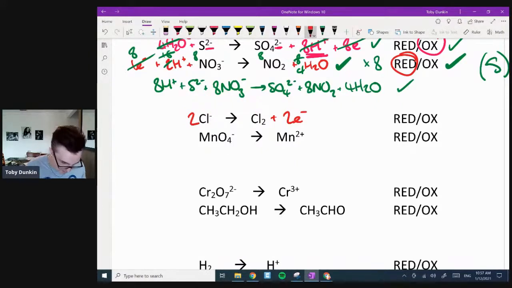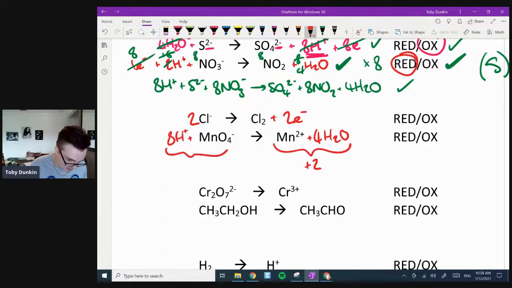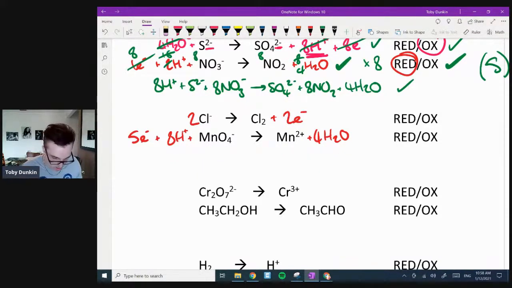Next one. Metal, 1 and 1. Water, H2O, but I need 4 of them because 4 oxygens. Hydrogens, I now need to add 8 hydrogens onto that side. Charge, on this side, plus 2. On this side, we've got plus 8 and minus 1. That's plus 7. Add electrons to the more positive side and make it equal. 5e-. Winner.